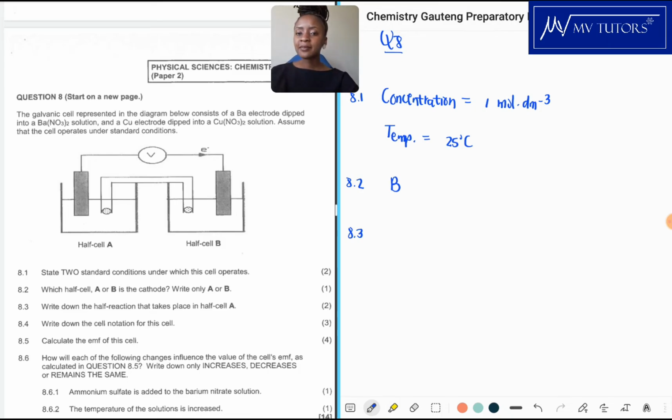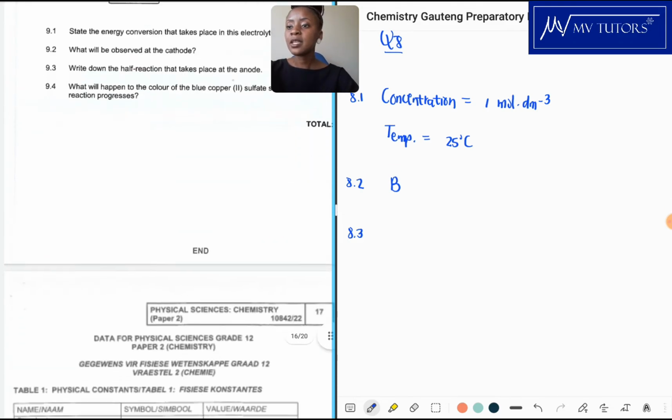Write down the half reaction that takes place in half cell A. We know there's the barium electrode dipped into barium nitrate solution and the copper electrode dipped into copper nitrate solution. How do you know which one is which? You're going to see on your table the one that is likely to be more reduced. Is it barium or is it copper? The one that is more likely to be reduced will be at half cell A, leaving the other one, where oxidation occurs, as half cell B.